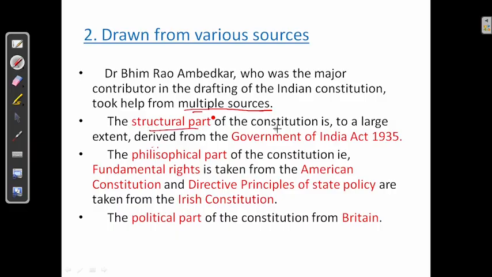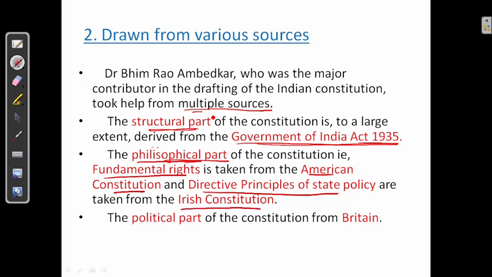Next, the structural part of the constitution is to a large extent derived from the Government of India Act of 1935. The philosophical part of the constitution, that is fundamental rights and DPSPs: fundamental rights are taken from the American Constitution and DPSPs are taken from the Irish Constitution. Next, the political part is taken from Britain.